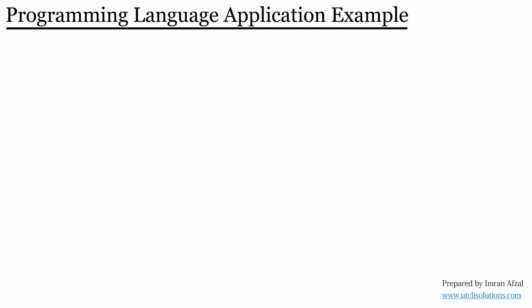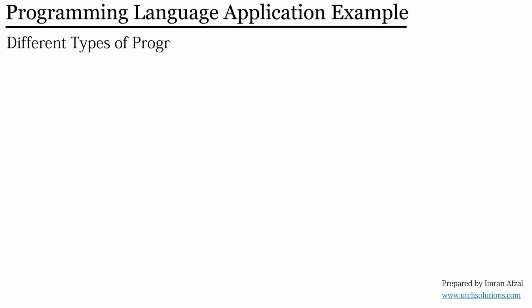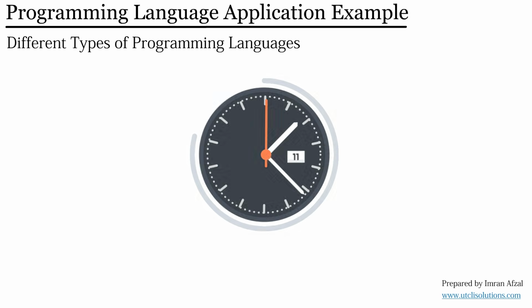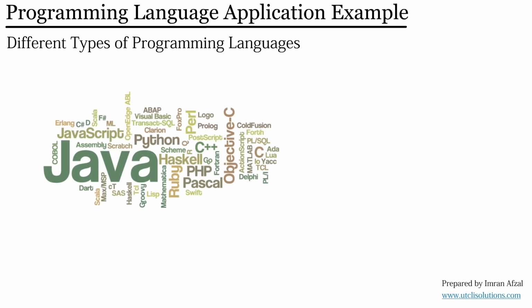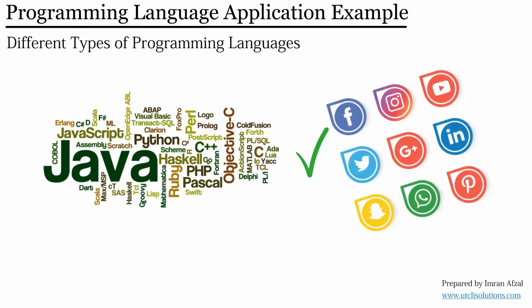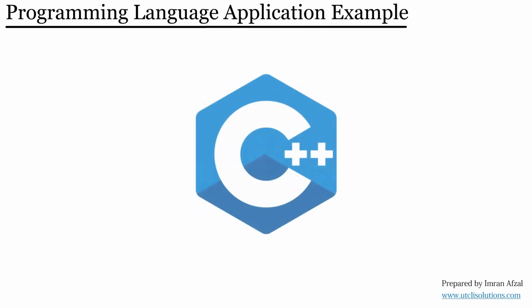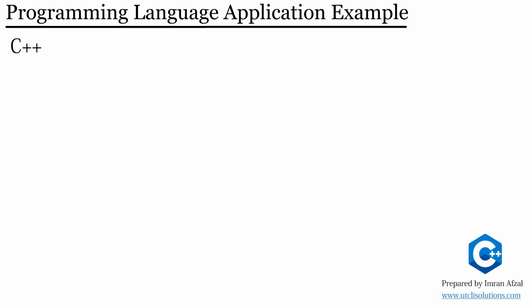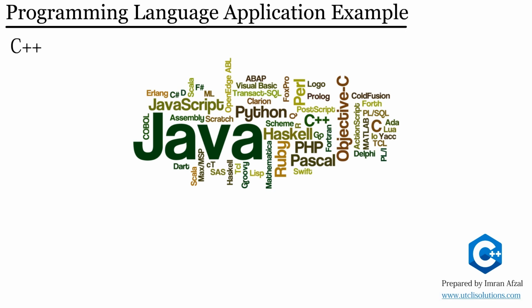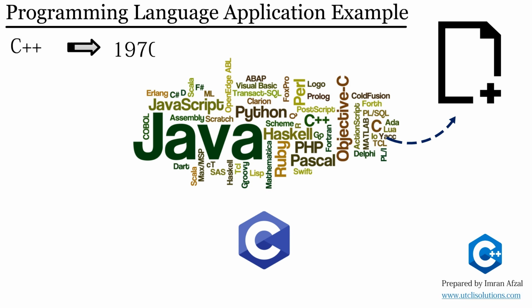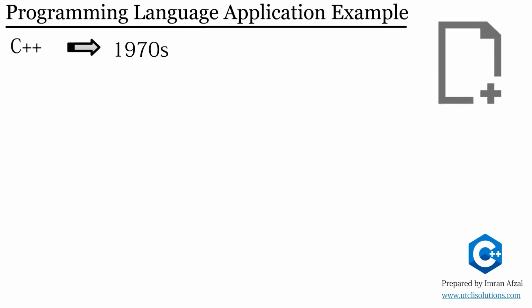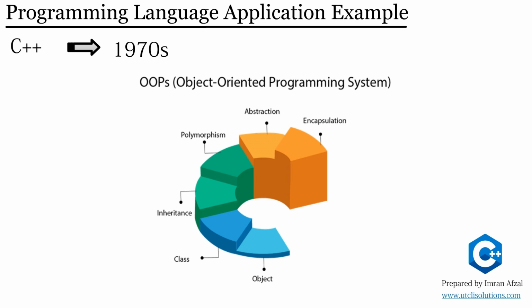So far, we have learned all the different types of programming languages. Now let's spend some time to understand which language is best suited for which application. I want to start off with C++. C++ is a powerful and versatile programming language that was developed as an extension of the C programming language. It was created in the late 1970s with the intention of adding object-oriented programming features.